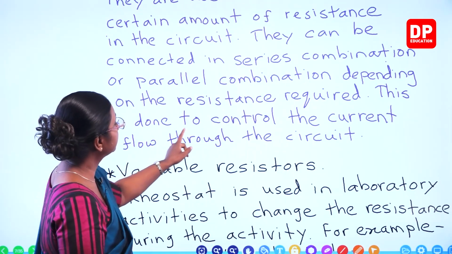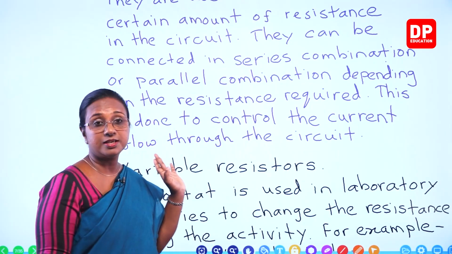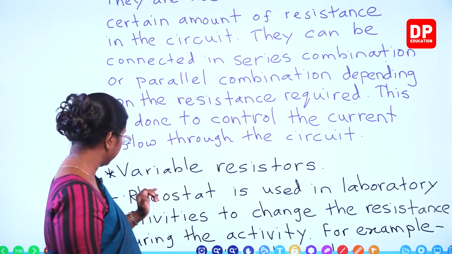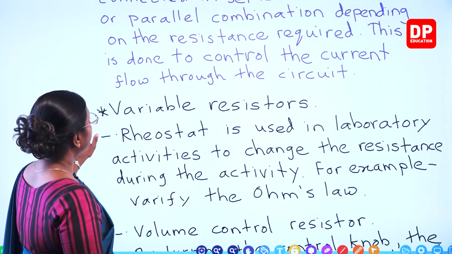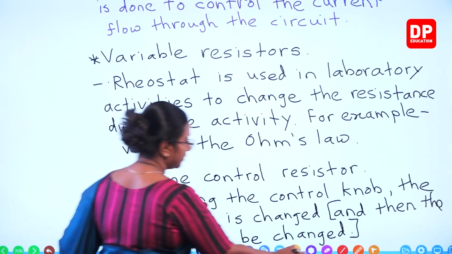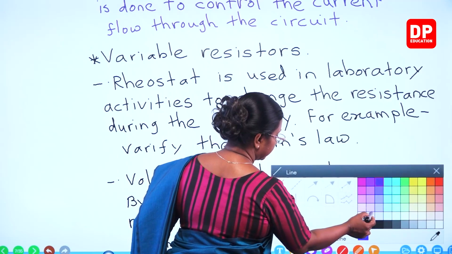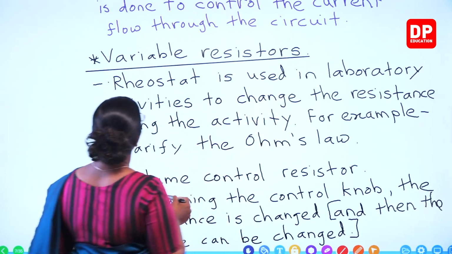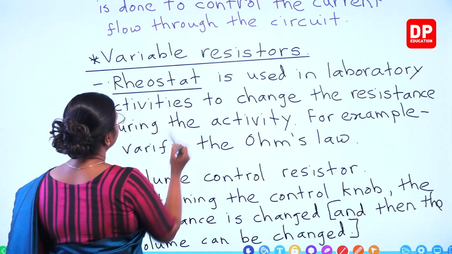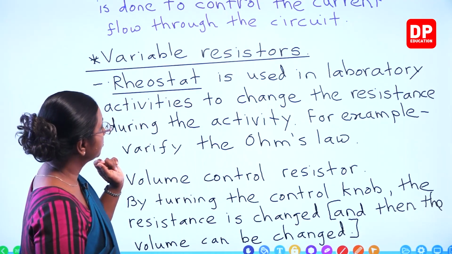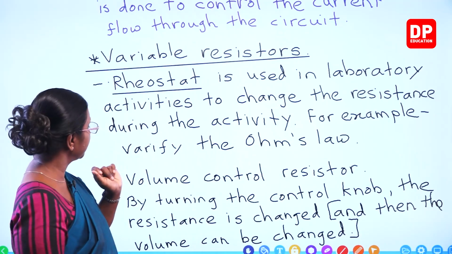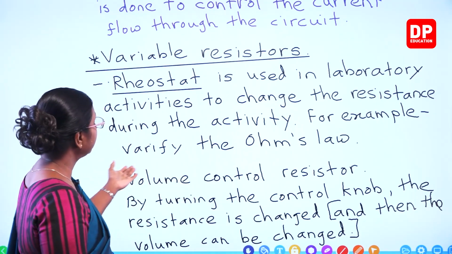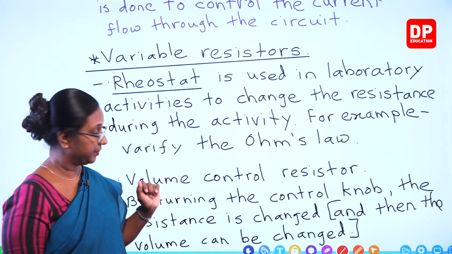So this is done to control the current flow through the circuit. All the resistors are used to control the current flow through the circuit. Then we have variable resistors. Under that, the first one we have is the rheostat. The rheostat is used in laboratory activities to change the resistance during the activity, for example, when we verify Ohm's law.